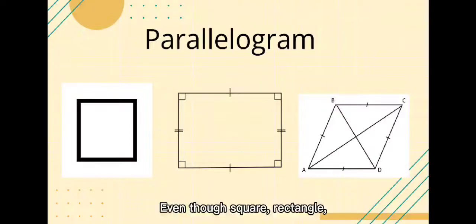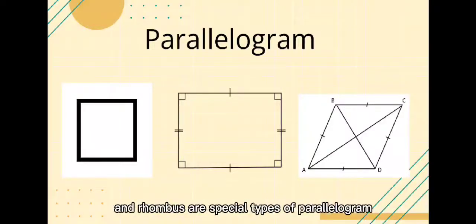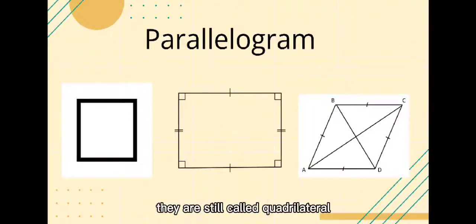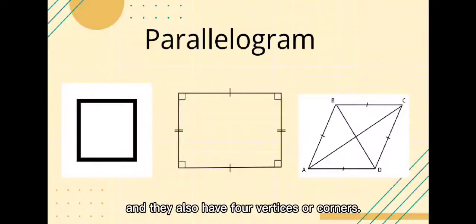Even though square, rectangle, and rhombus are special types of parallelogram, they are still called quadrilateral because they have 4 straight sides and they also have 4 vertices or corners. Now that we know the description of quadrilateral and the shapes under quadrilateral, let's now discuss the definitions, properties, and characteristics of every shape under quadrilateral. Let's start with the square.